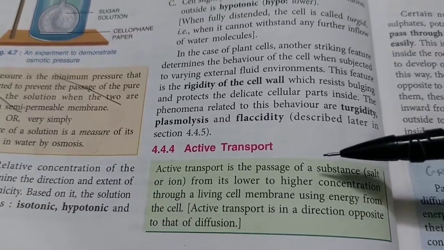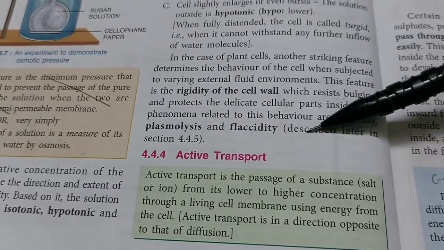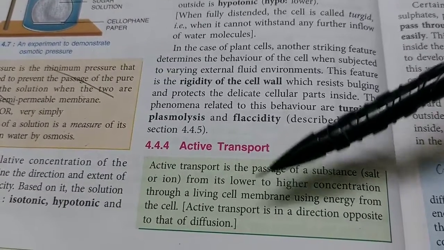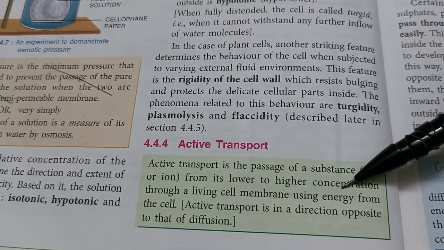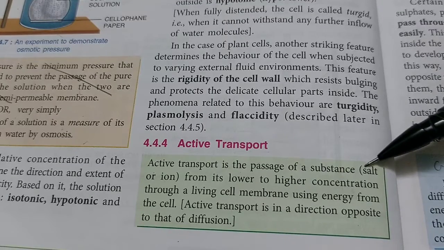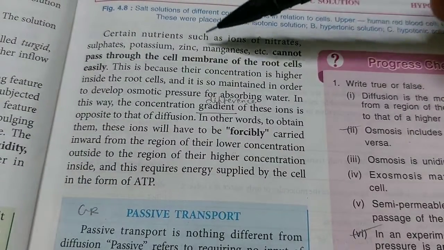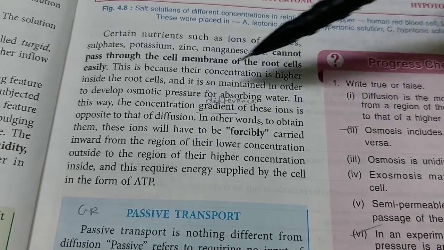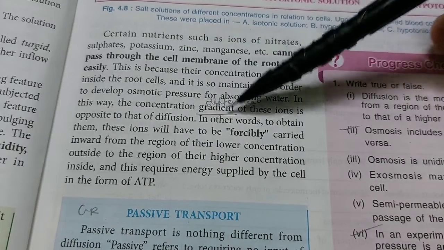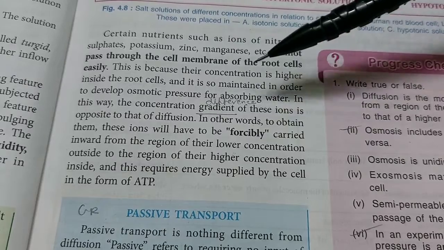Next we move on to active transport, which I've explained. It also requires a cell membrane. It also requires expenditure of energy in the form of ATP, so that ions or salts can move from their lower concentration to their higher concentration. Ions like that of sulfates, potassium, zinc, manganese, etc. They have to move across the concentration gradient. There is a concentration difference forcibly, so it's an active transport.